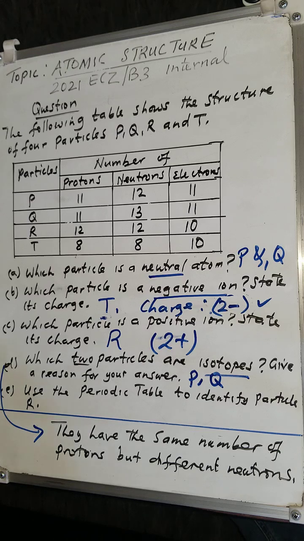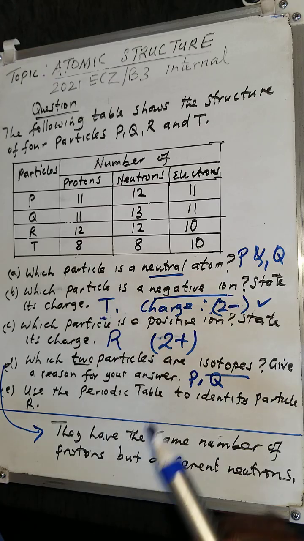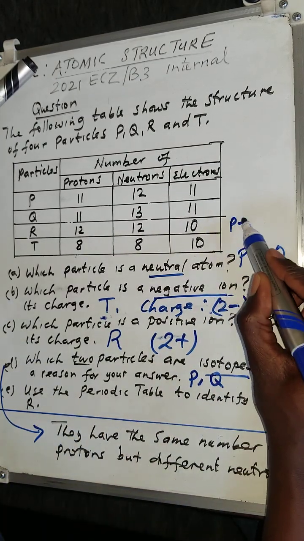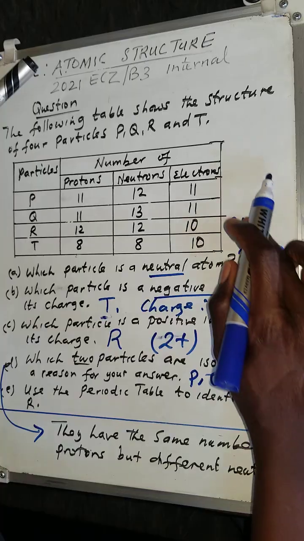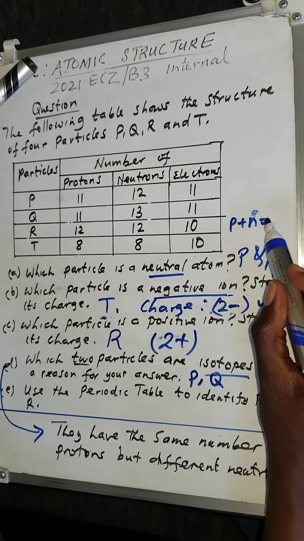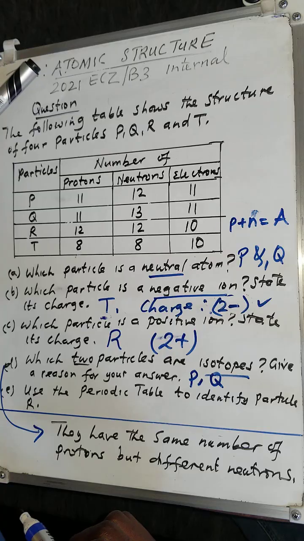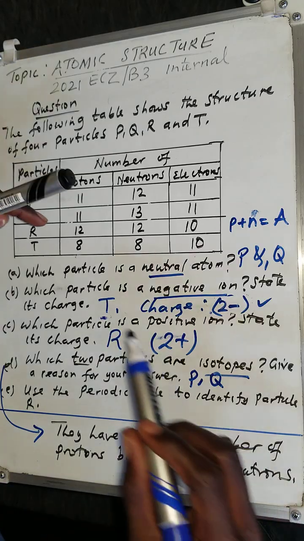Then the last but not the least says use the periodic table. So they want you to use the periodic table to identify particle R. So how do you identify particle R? You just need to know, in this case, what is the total mass. When you add the number of protons plus the number of neutrons, it will give you the mass, in other words, what we call the mass number.